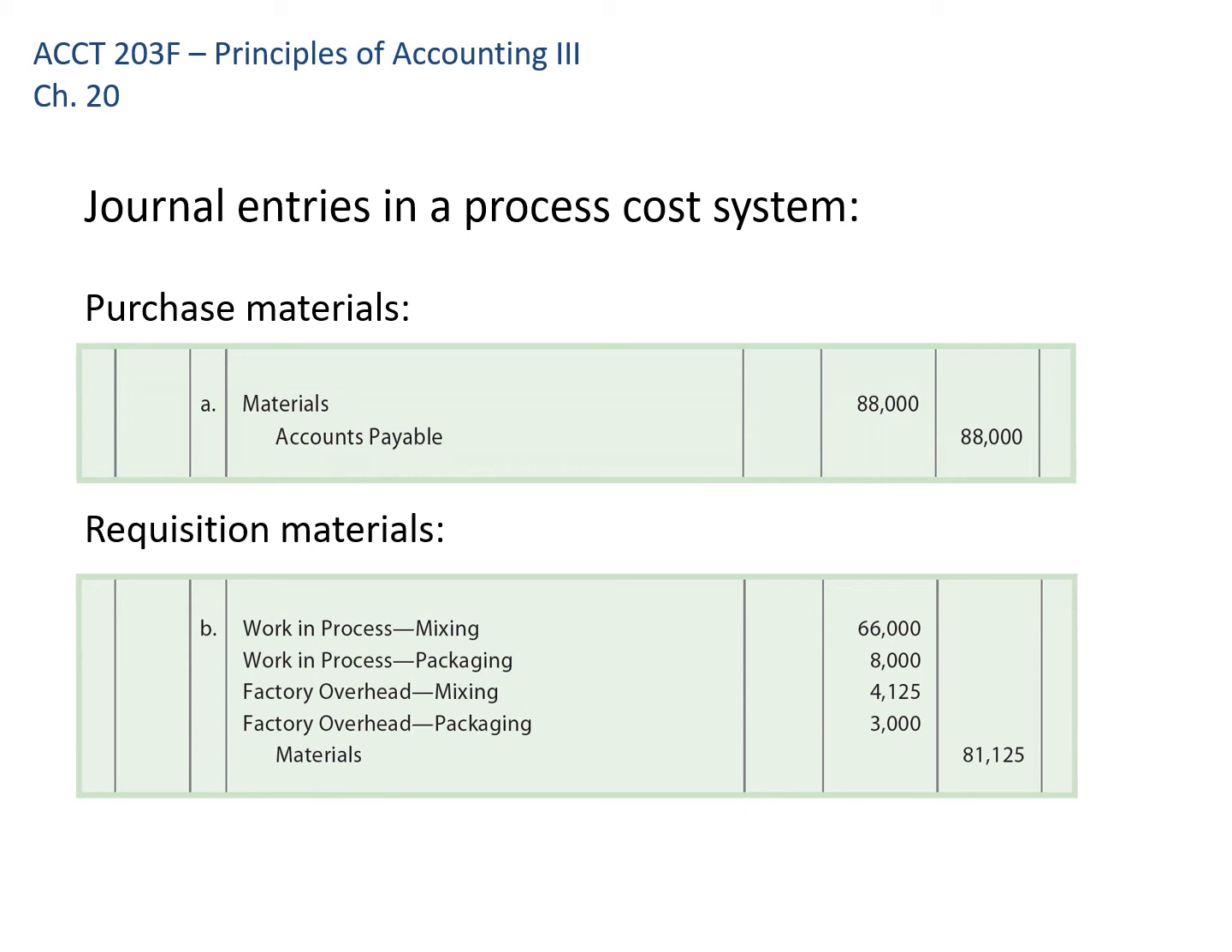And then I also got some indirect materials, whatever that might be, some small things that can't be traced to the end product. So I have a factory overhead account, one of those holding accounts for each department. So I debit factory overhead mixing for the indirect materials for that department and factory overhead packaging for the indirect materials that came out of the material warehouse for that department. And I credit the materials account to reduce what was in that building.